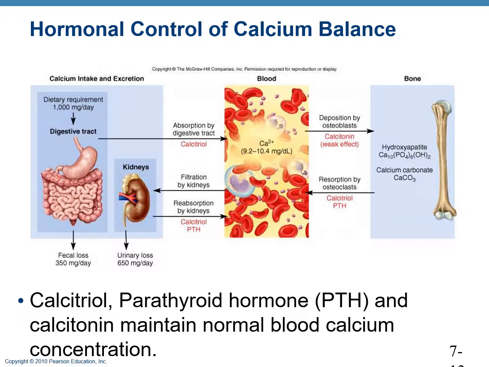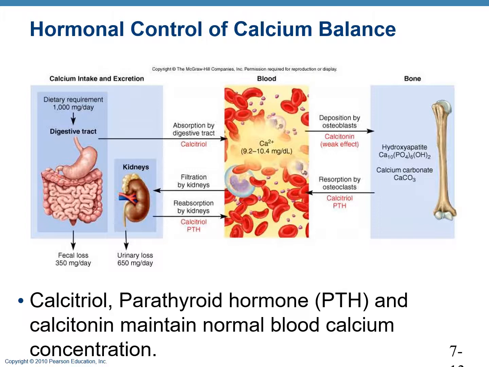So with this diagram, what this is basically showing is how calcium ions are exchanged between different parts of the body and the blood supply. So we have the blood supply here in the middle, we have the bone here on the right side, and then calcium intake and excretion is shown here on the left, which is going to be performed by your digestive tract and the kidneys of the urinary system. So arrows are basically showing the direction of calcium movement.